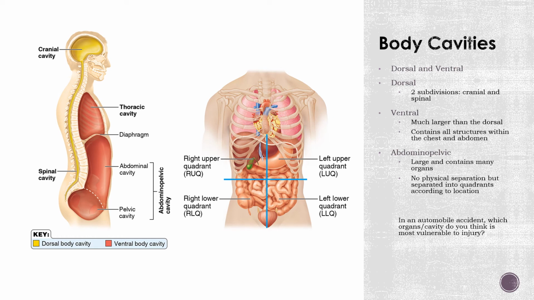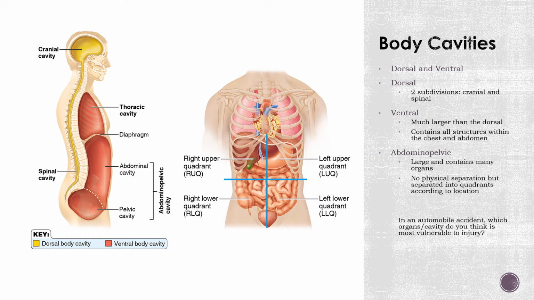So body cavities. There's two primary ones, dorsal and ventral, and then the ventral is broken up further into the thoracic and abdominopelvic. A really easy way that I've learned to remember dorsal is dorsal fin. I'm from Florida. We have sharks, we have dolphins, they all have a dorsal fin, it's on their back. So dorsal is backside, posterior. It has two subdivisions, the cranial and spinal, although they run kind of right into each other.